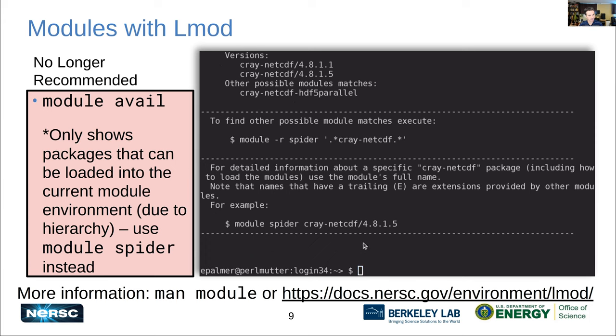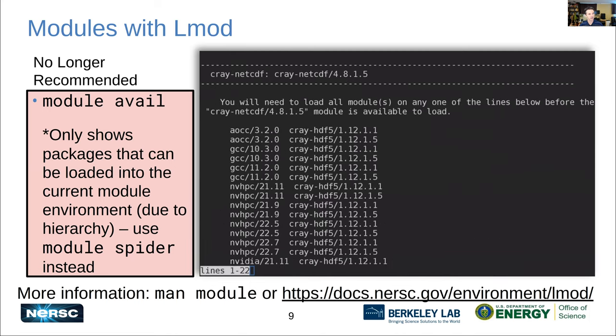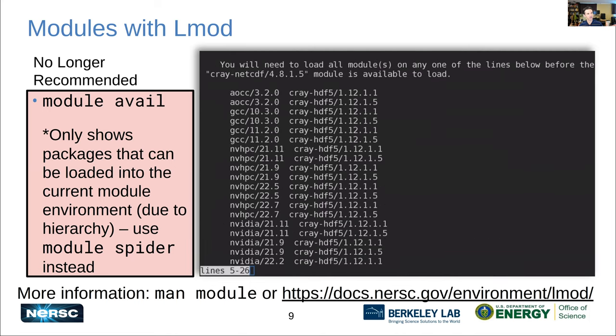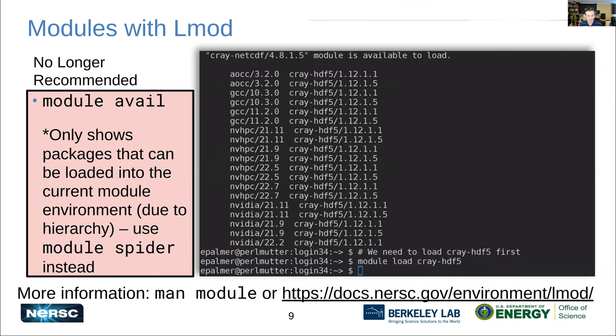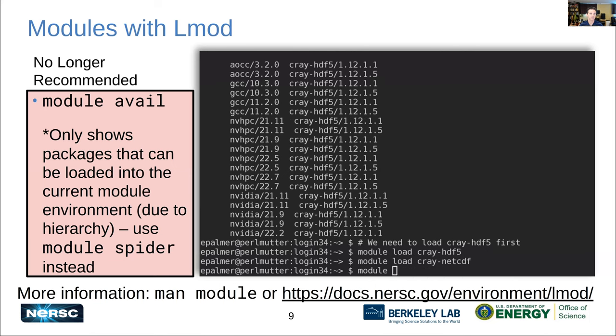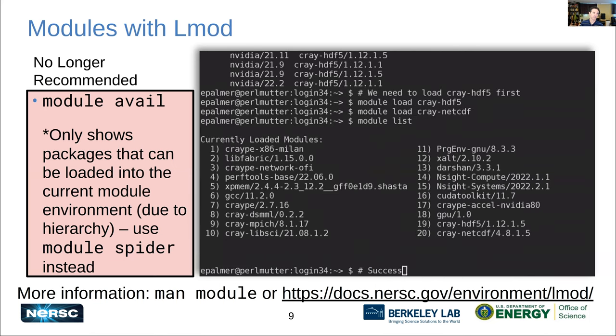So here, to get more information about the package, I give it the package and the version number, with the same command, module spider. And now it tells me, oh, to get the one I want, I actually have to load cray-hdf5 first. So that's what we do here. And now we see that we can load the package we want. So this is why we're recommending you use module spider now in Perlmutter.